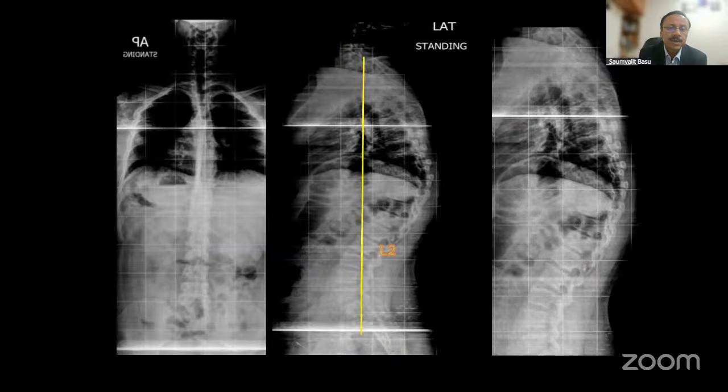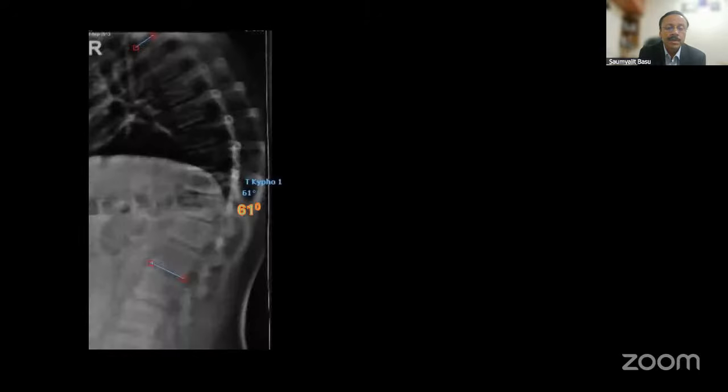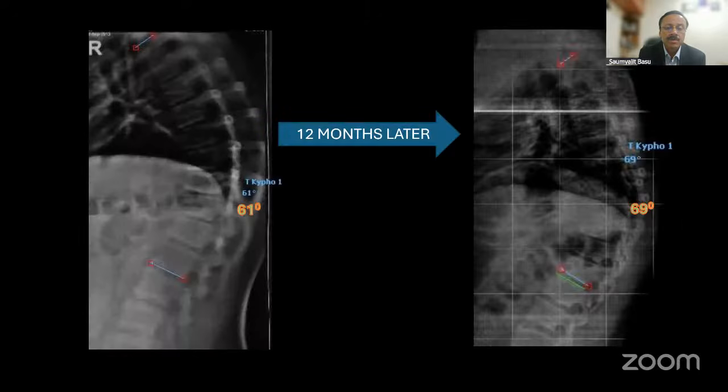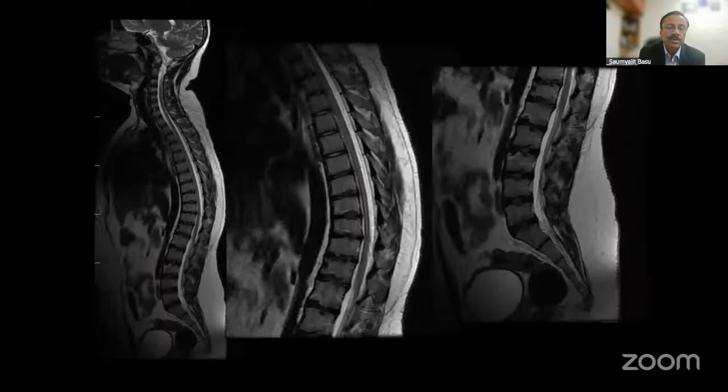This is a patient where the sagittal stable vertebra was L2, and so it is prudent to go down to L2. This is a patient whose curve went from 61 to 69 degrees in 12 months, and he became continuously painful, and that's why he agreed for surgery. And as you can see, Sorensen's criteria of multiple level disc degeneration and vertebral wedging are very prominent in this case, which is actually the cause of back pain.